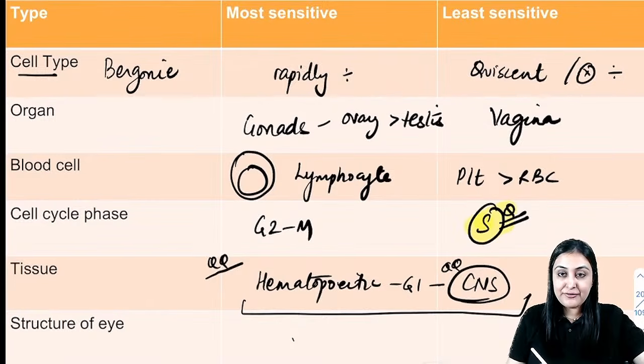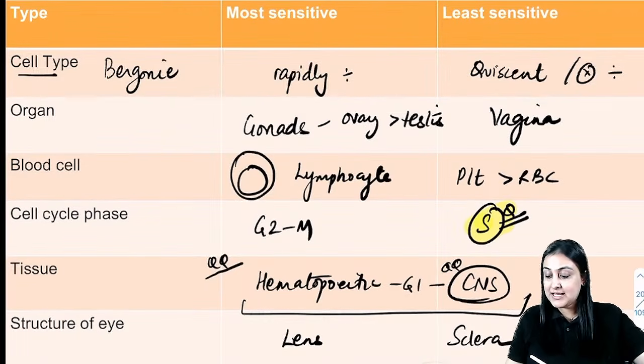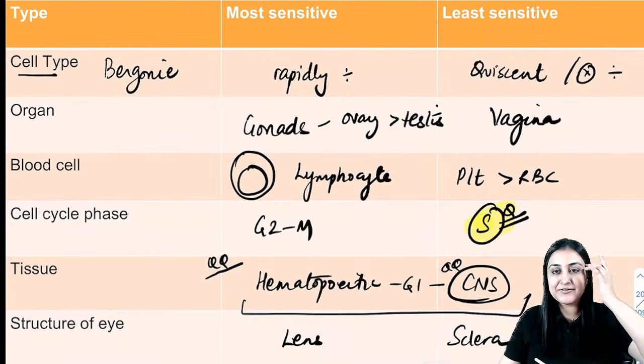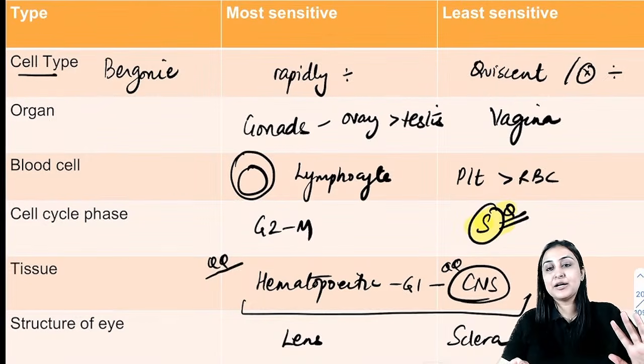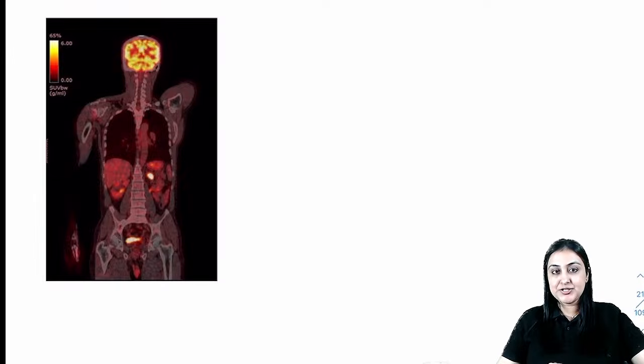Okay, structure of the eye, lens, very very sensitive, isn't it, that is why cataract is a very common side effect. And sclera, least sensitive. Fine, so yes, S for sakht (hard), you can remember that way. Okay, so these are our questions, one or the other of these questions always comes. Okay, so this is about radiosensitivity.